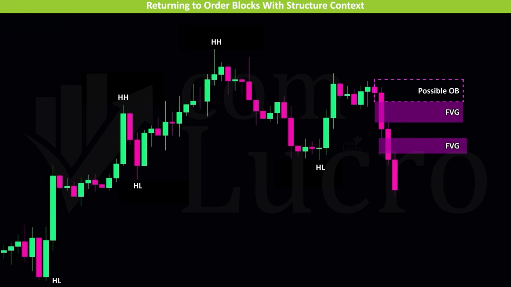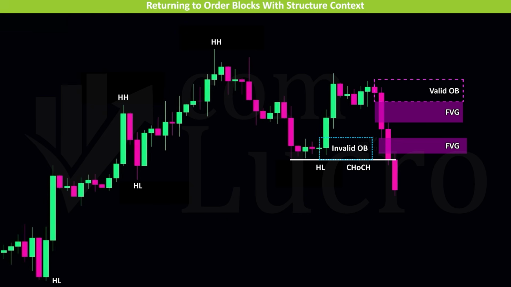Shortly after, price breaks the previous structural lows, forming lower lows. Since this happens during an uptrend, it qualifies as a change of character, confirming that market structure has shifted into a downtrend. At this point, our focus shifts to the most recent order block that aligns with the new trend, which is the bearish order block. The earlier bullish order block is invalid because higher highs were never formed, while the bearish order block is valid due to the confirmed change of character.